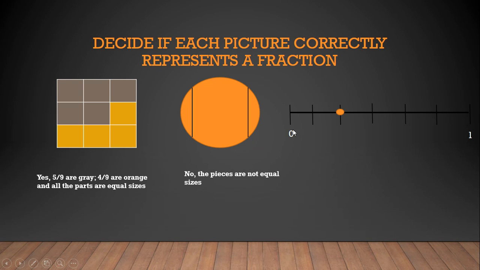Finally, we have a number line. It starts at 0 and it ends at 1 whole. In between, we see 1, 2, 3, 4, 5, 6 parts. We have a dot marked at the second spot. Does this correctly represent a fraction? Very good. Yes, the dot marks 2/6 because it is sitting at the end of the second part of the 6 equal parts.